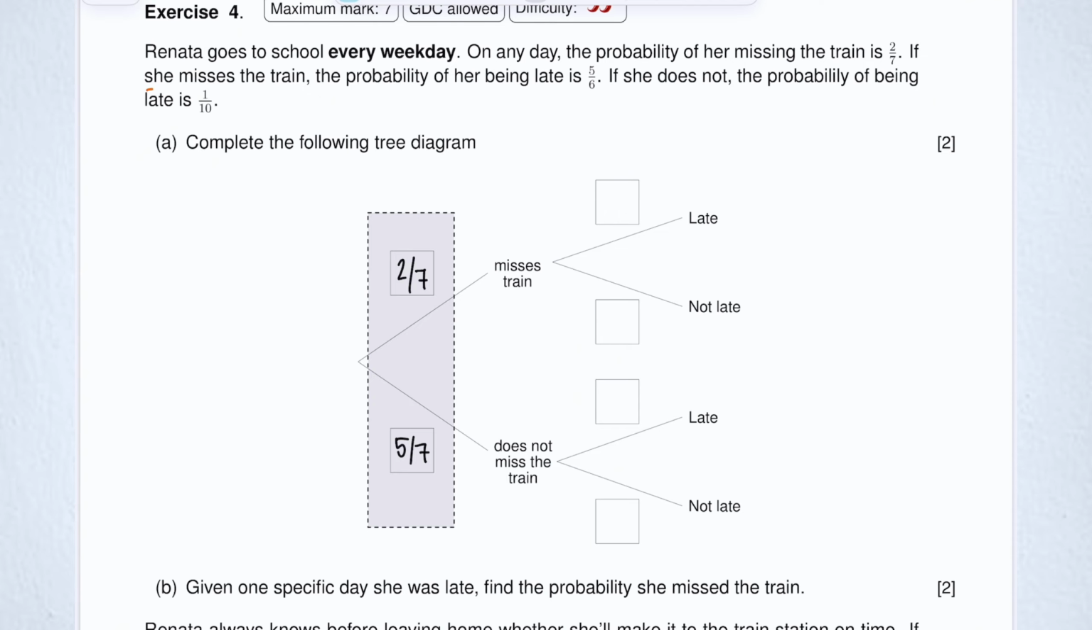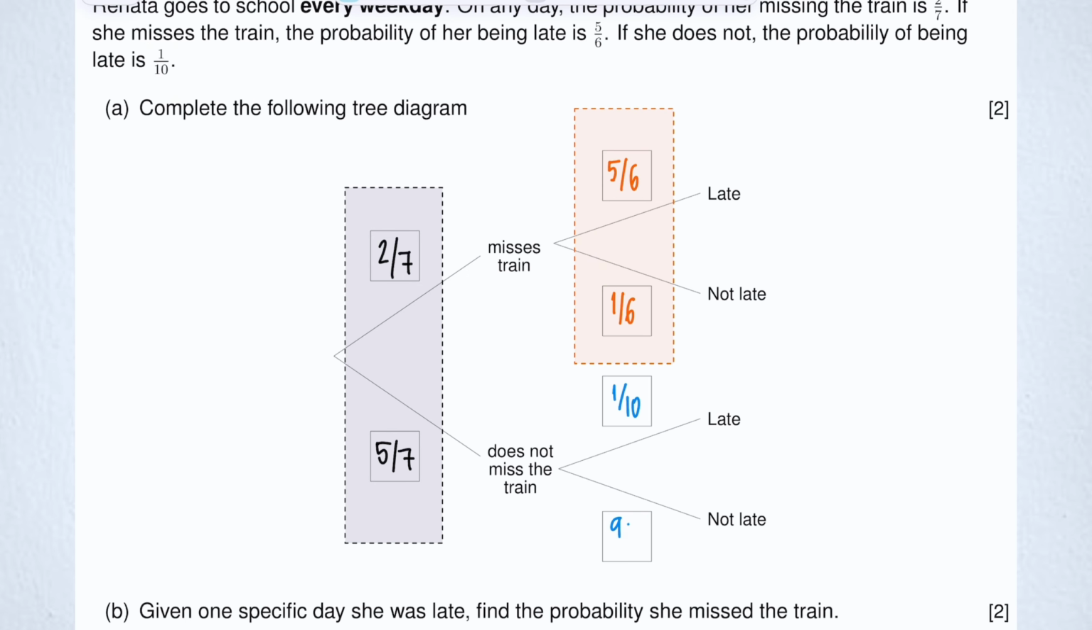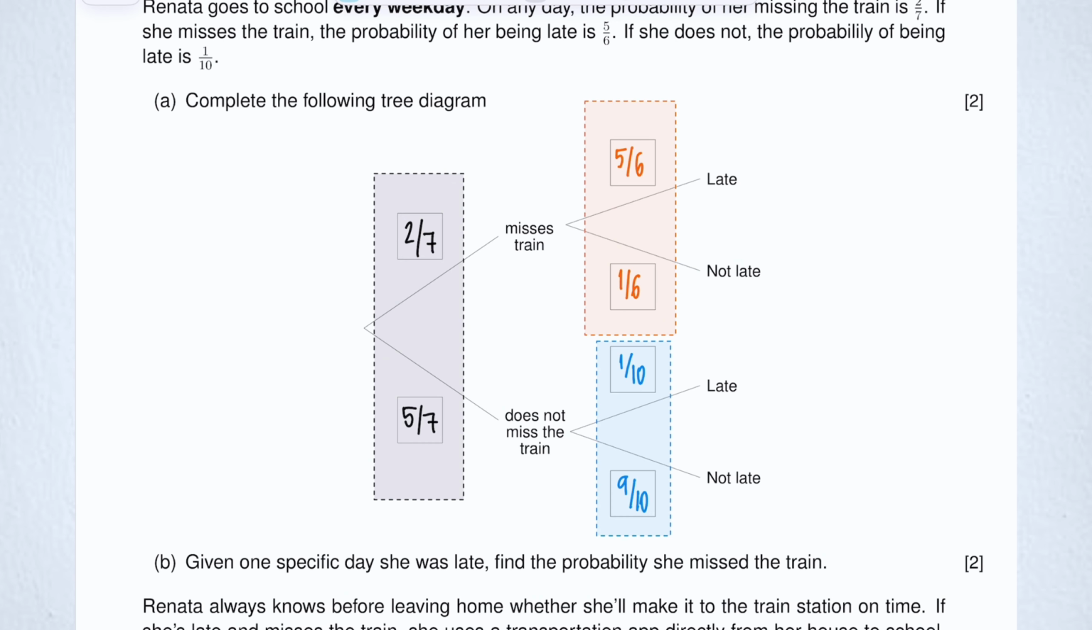If she misses the train, the probability of her being late is 5 over 6. Therefore, the probability of not being late when she misses the train is 1 over 6. Again, the sum must be equal to 1. And if she does not miss the train, the probability of being late is 1 over 10, so 1 over 10 and 9 over 10. So we are done with question A.